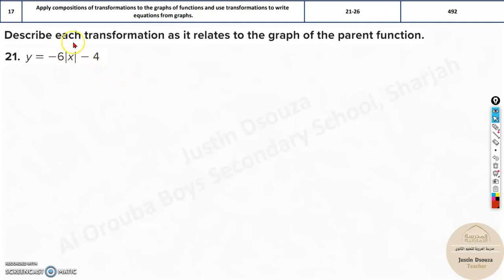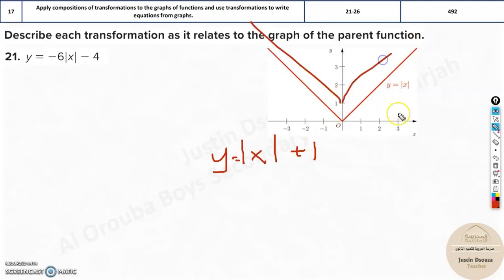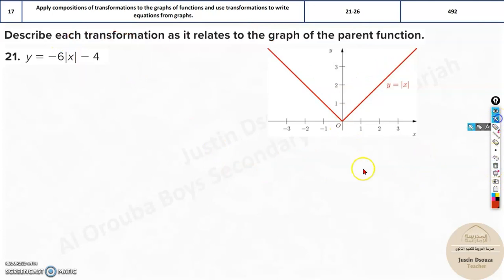Now, before we begin, you need to understand what absolute value is. It is something like this, just going upwards, right? So it starts at 0. This would be y equals absolute value of x plus 0. There is no adding. If it was plus 1, then the graph would start from 1. Here we have minus 4. That means the graph will start at minus 4.